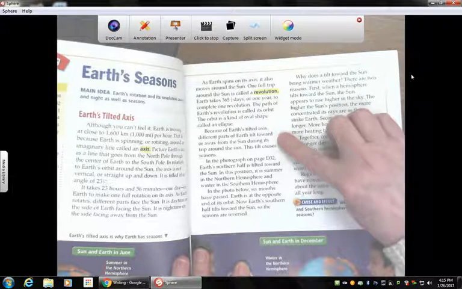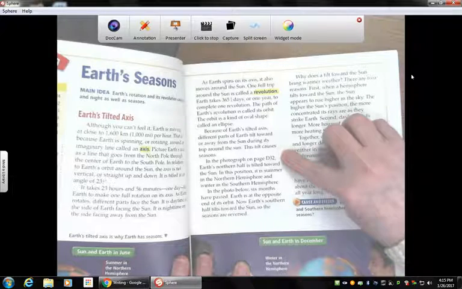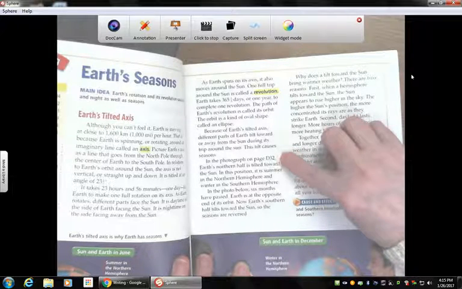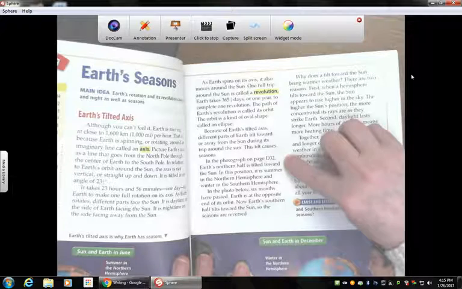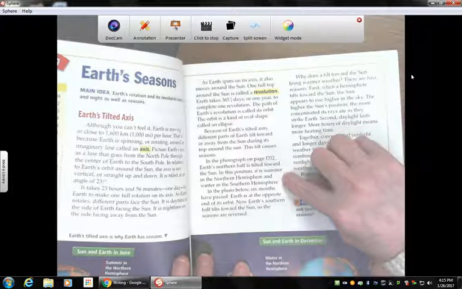Because of Earth's tilted axis, different parts of Earth tilt toward or away from the Sun during its trip around the Sun. The tilt causes seasons. In the photograph on page D32, the Earth's northern half is tilted toward the Sun. In this position, it is summer in the northern hemisphere and winter in the southern hemisphere.